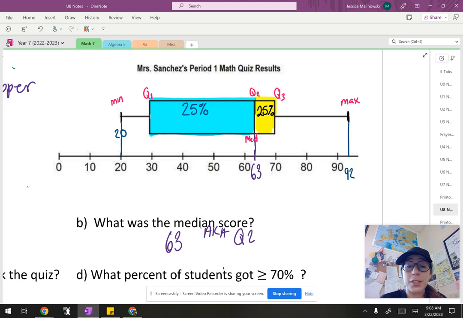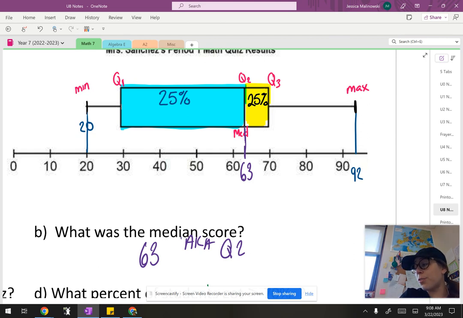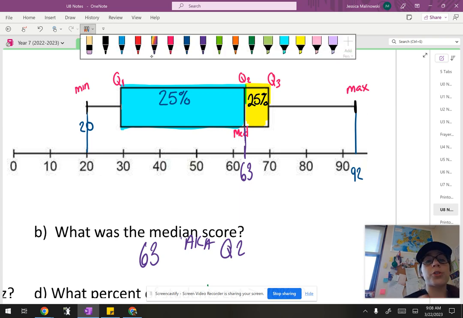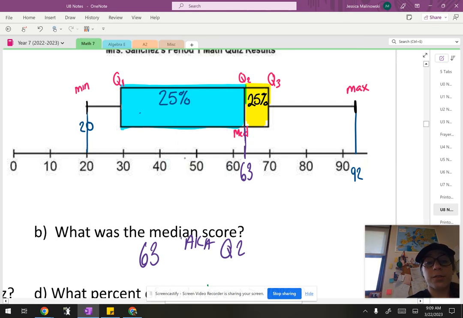The only difference is that those 5 numbers in the blue box are more spread out, maybe 30, 40, 50, 55, and 60. Whereas the 5 numbers in the yellow box are really close together, maybe 63, 64, 65, 66, 67. So I just want to reiterate that the fact that the blue box is bigger just tells you that the numbers are more spread out, or there's a greater variation.